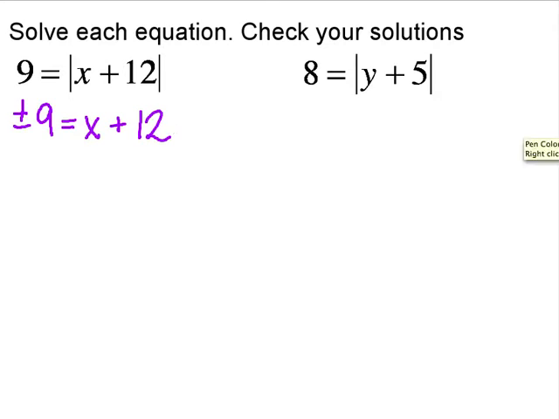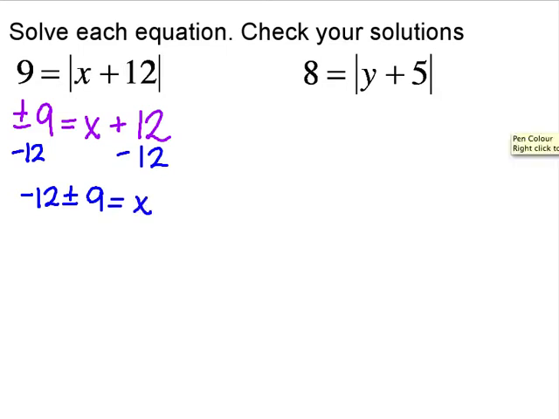What do you do now to solve that? Minus 12. And now I'm going to put the minus 12 in front of the plus or minus sign. So really, this is two problems, negative 12 plus 9 and negative 12 minus 9. What's the negative 12 plus 9 going to be? Negative 3. What's the negative 12 minus 9? Negative 21. So those are your two values of x.